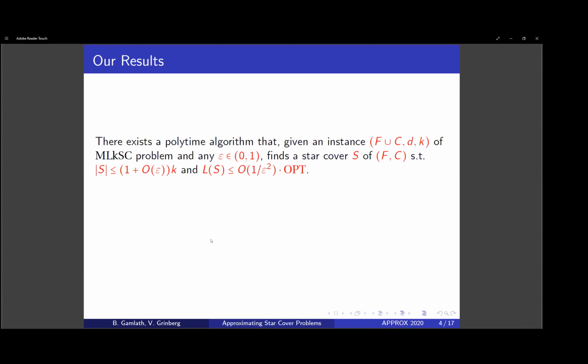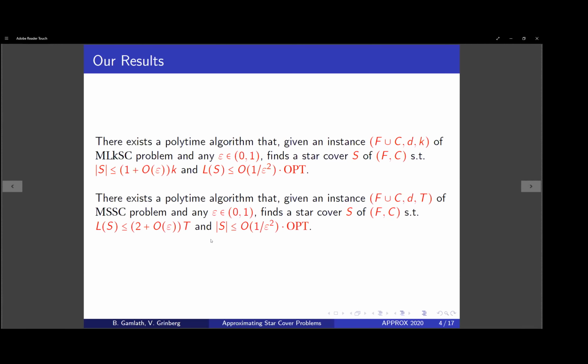So it is a bicriteria approximation. And we obtain a similar bicriteria approximation for the minimum size star cover problem. Given epsilon and an instance of minimum size star cover, we can find a star cover of load at most (2 + O(epsilon)) times T, the bound, and size at most O(1/epsilon^2) times OPT. The algorithms are based on roughly the same ideas; the first and the second differ technically a lot, but the tools that we use are the same.